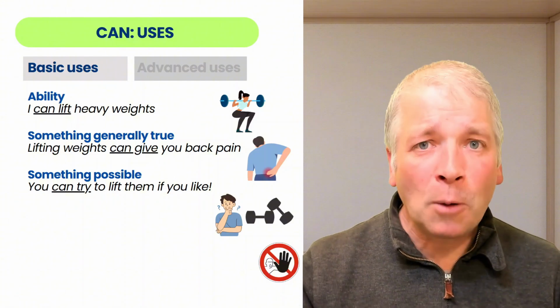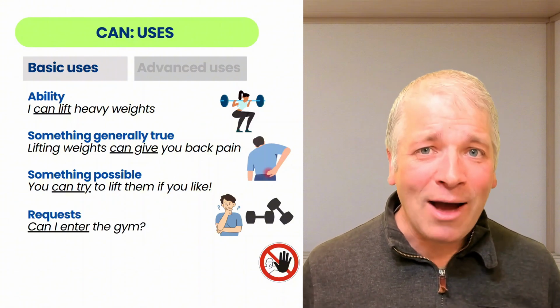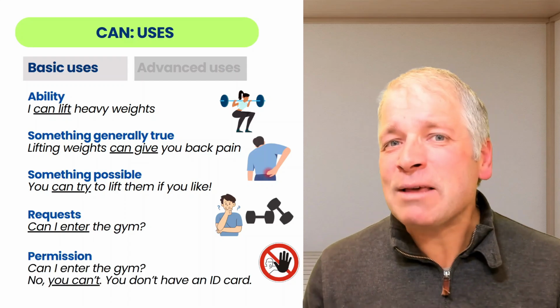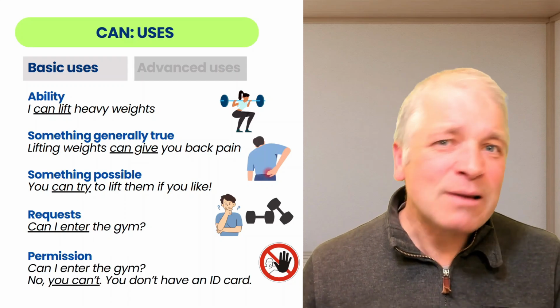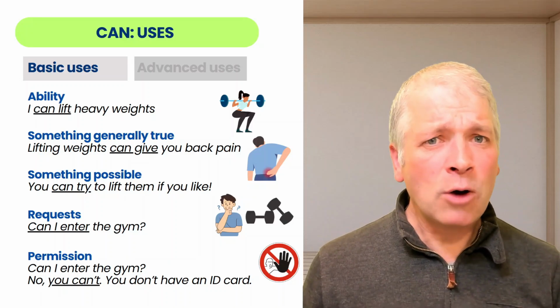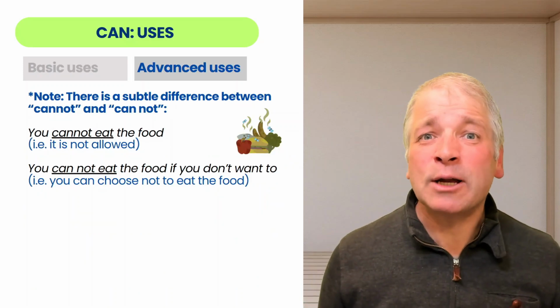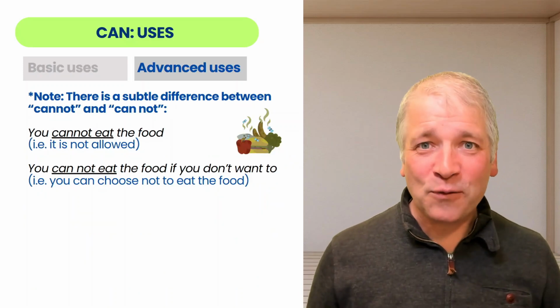There's nothing stopping you. As we've seen, we use it for requests. Can I enter the gym? And the request has an answer. And that's to do with permission. Can I enter the gym? Yes, you can. Or no, you can't. You don't have an ID card. Now let's look at some more advanced uses of can.